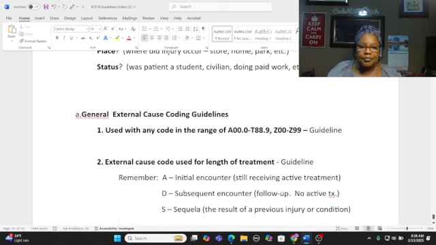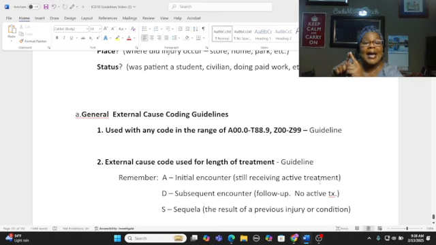Number 2, external cause codes used for length of treatment. Remember, a lot of these injury codes require the 7th character, and that 7th character is either A, D, or S. And remember the difference in the A, D, and S is A for the initial encounter, where they're still receiving active treatment. Initial in diagnoses coding does not mean first, like in CPT, where the initial visit is the first visit. Remember, in ICD-10-CM, initial does not mean first. It means as long as you're receiving active treatment.